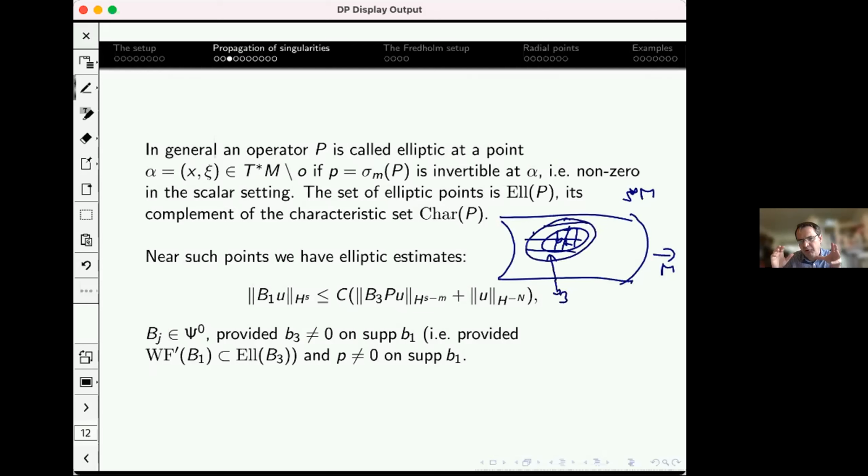So if you have control of PU on this slightly bigger set, then you get control of U on the smaller set. And again, this is an m-th order operator. You will control U in the Sobolev space H^s microlocally, provided you control PU on this slightly bigger set in H^(s-m). And again, there's a trivial error, as is usual in this sort of microlocal analysis. So it's U in basically any weak norm, whatever weak Sobolev space norm. So that's the usual microlocal version of an elliptic estimate. A global estimate will look the same: you just skip all these B's and do everything globally. If you have a globally elliptic operator, it's a standard globally elliptic estimate.